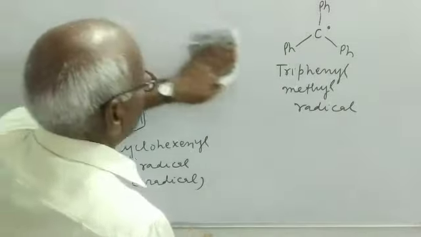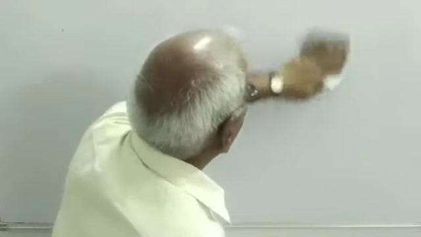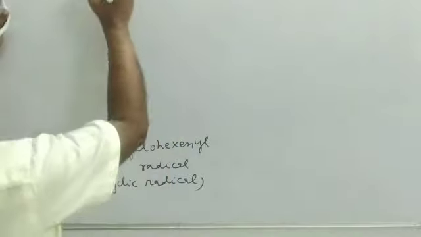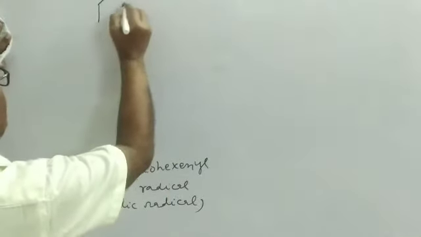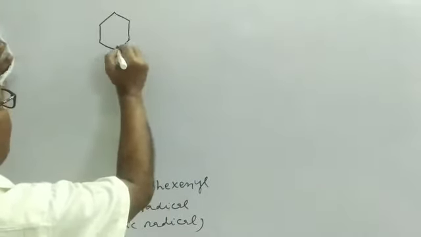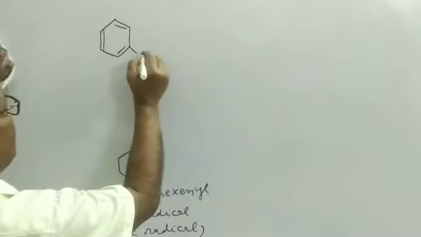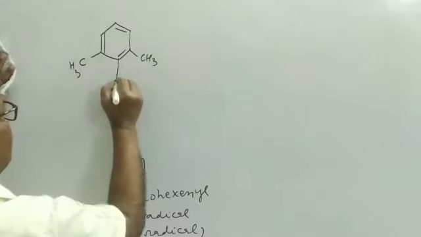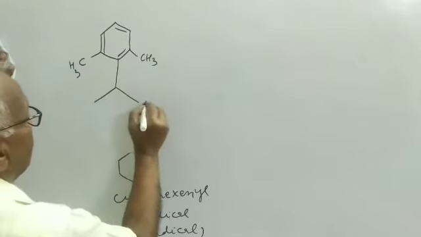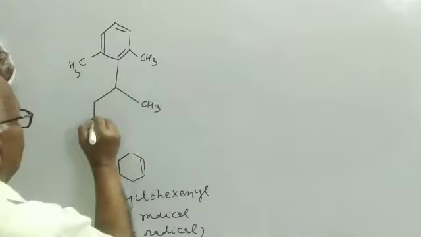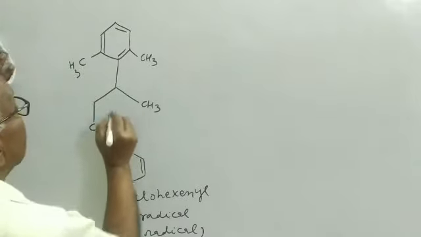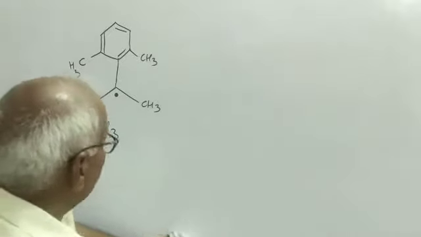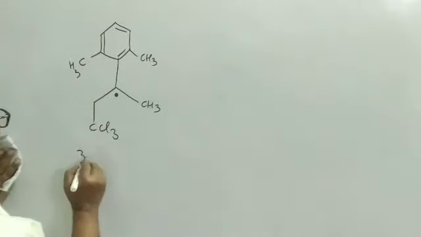Another free radical which is very interesting, you will see it like that. This is a benzene ring. It carries a methyl group here and a methyl group here. So it is CH3 here. This is CCl3 here, and this is the tertiary free radical. This is a 3 degree radical.